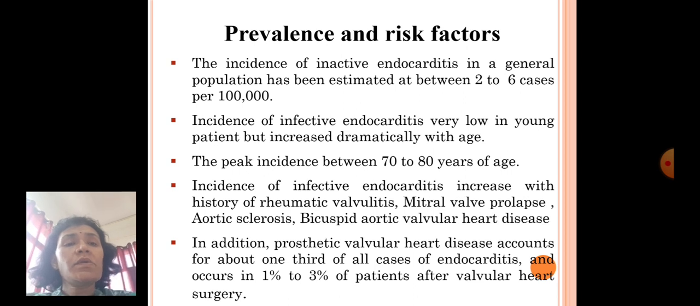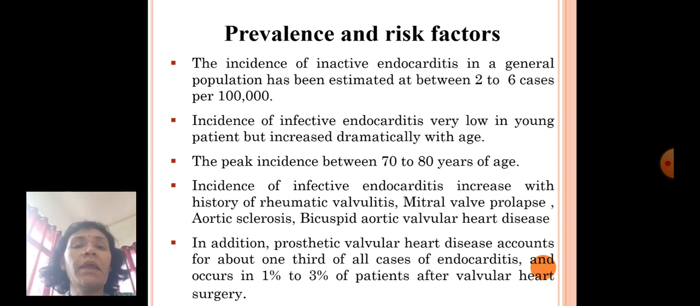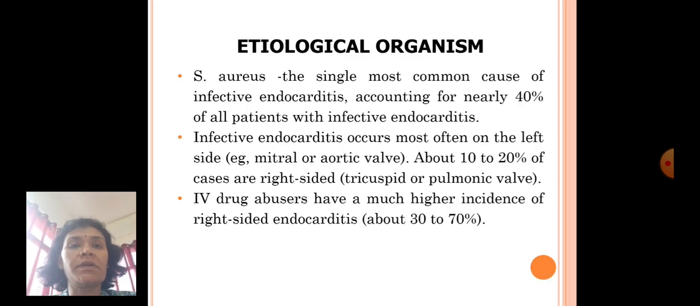The incidence also increases when there is a history of rheumatic valvulitis, mitral valve prolapse or aortic sclerosis, or in those patients with bicuspid aortic valvular heart disease. In addition, prosthetic valvular heart disease accounts for about 1/3 of all the cases of endocarditis, and it occurs in 1 to 3% of the patients after valvular heart surgery.